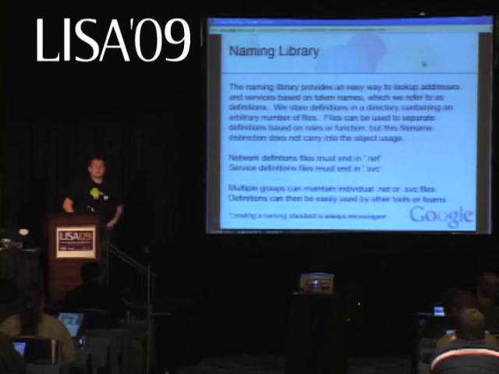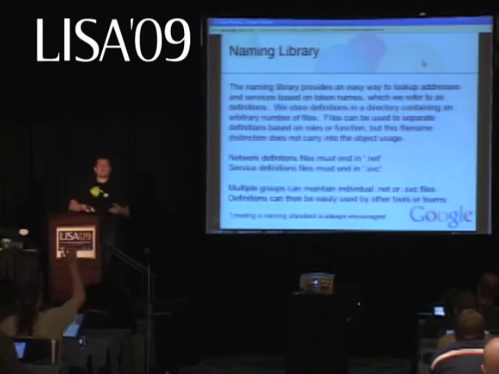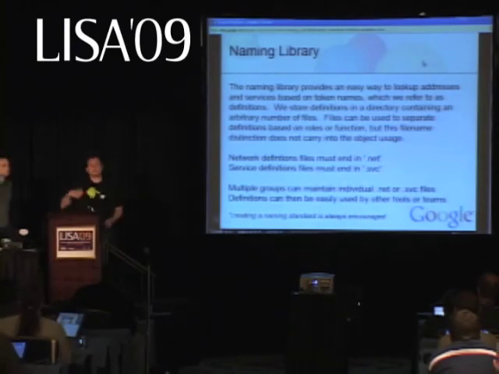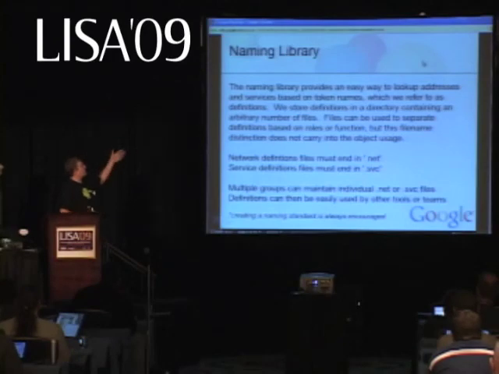So the first library, if we build a couple of blocks, the first place you would start is the naming library. How many of you guys manage firewalls? Almost every firewall management has a way you would define a network or a service. It's very common boilerplate stuff. So our naming library provides an easy way to look up addresses, services, naming tokens, and so forth. And we use files as the source data for that.